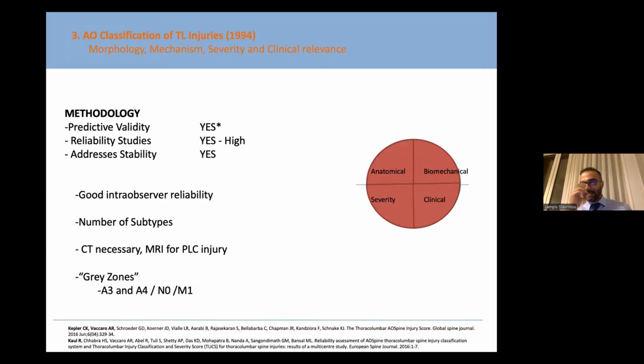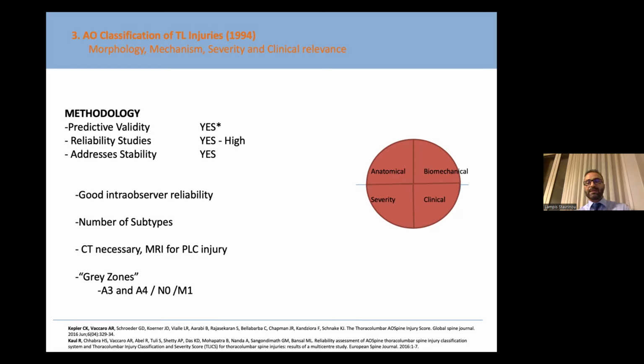Having said that, it is to date probably the best classification system we have. It takes all four factors into account. It addresses stability, thus giving a clinical path forward. It has a predictive validity, and there are quite a few reliability studies with this classification system.